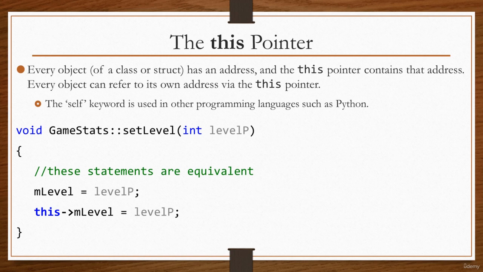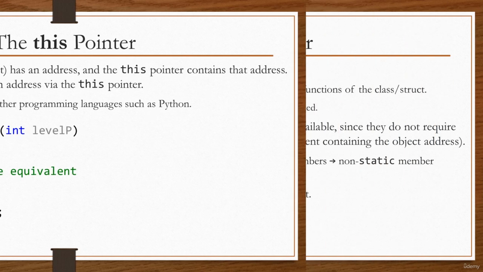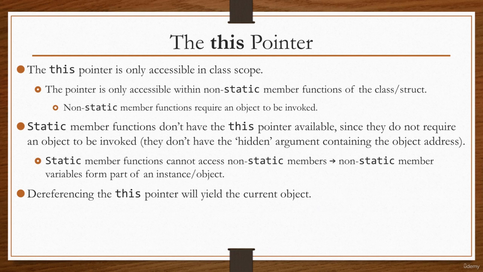For example, you can have a parameter and a member name. Both of those can have the exact same identifier. And because of scope rules, the formal parameter name will actually be used instead of the member that you want to assign to. And that can be confusing, so what we do is we use the this pointer to refer to this particular object, and then we get the member from that, and we then assign the parameter to that member. The this pointer is only accessible within non-static member functions of the class or struct.